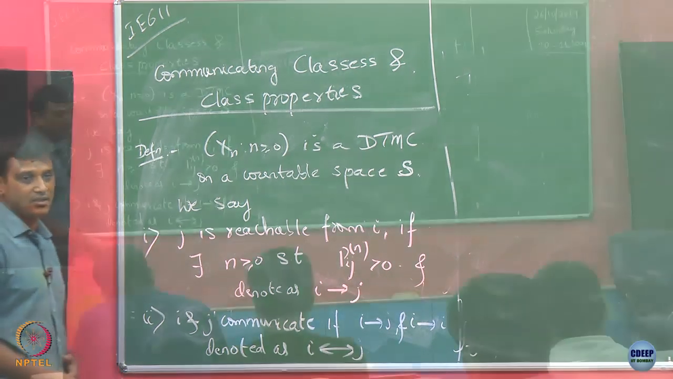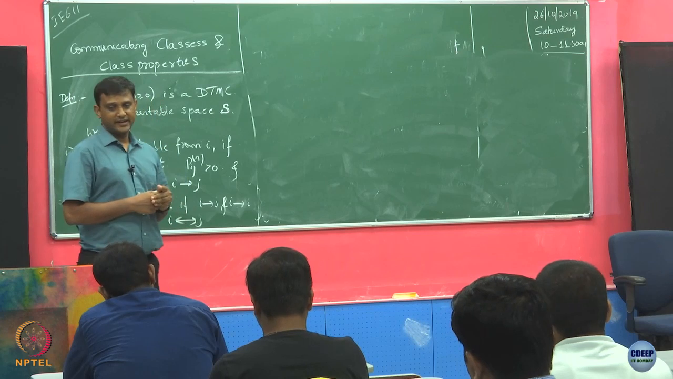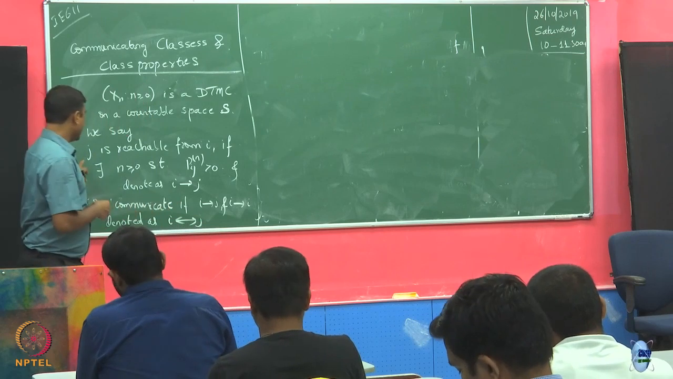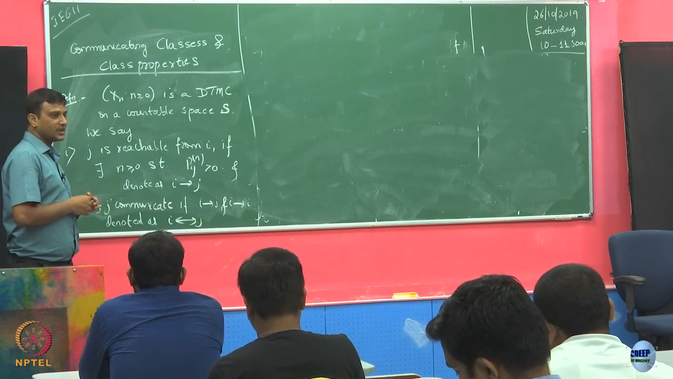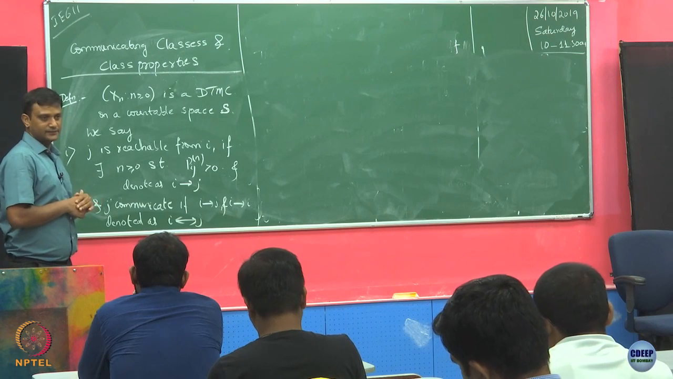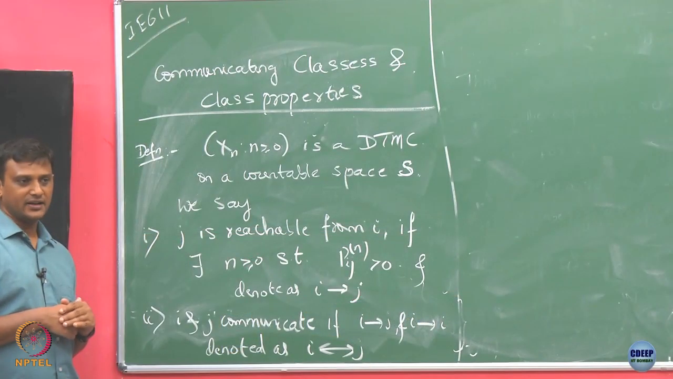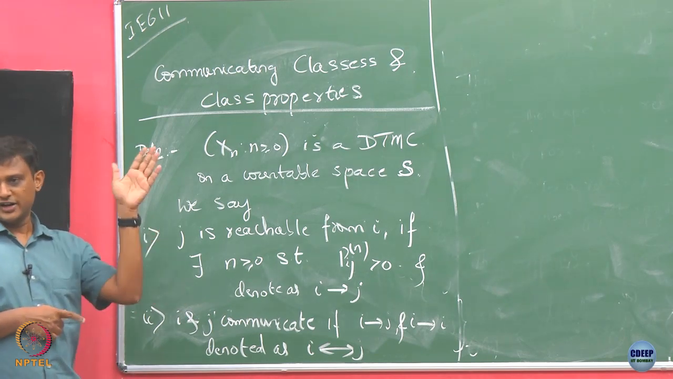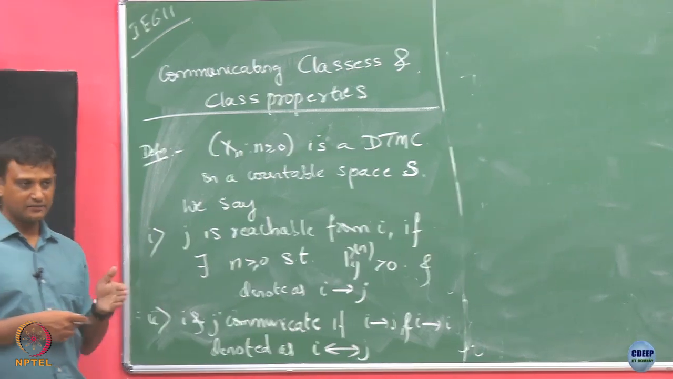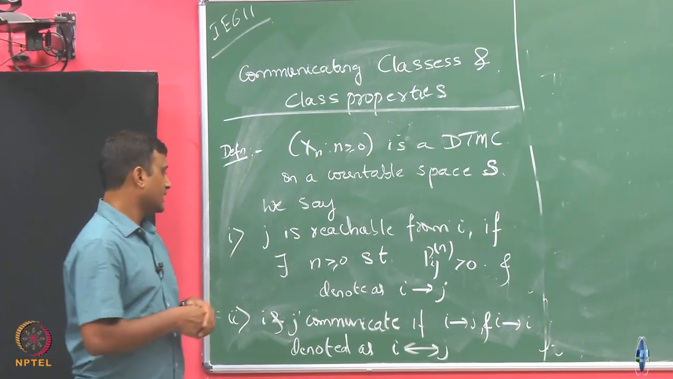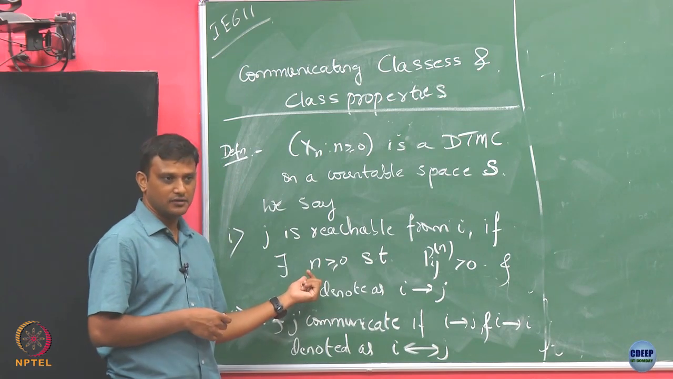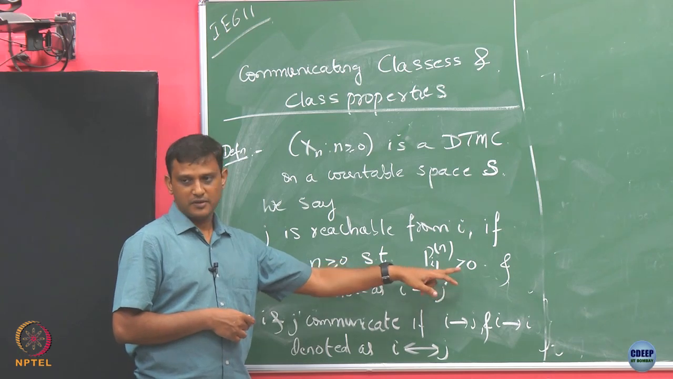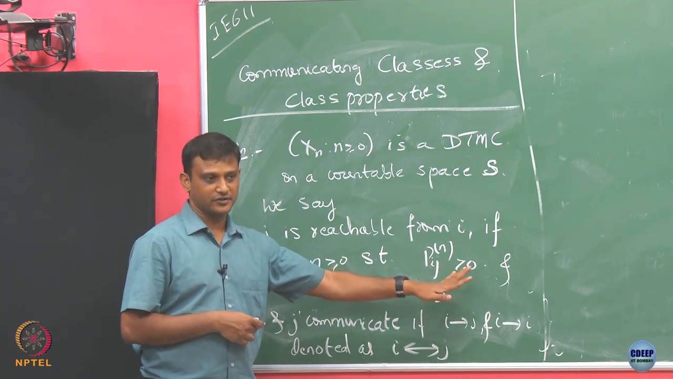So let's take a DTMC with a countable set of states. Now take any state j and take another state I. I'm going to say that j is reachable from I. That means I'm going to hit state j starting from state I if there exists n positive such that the n-step transition probability is strictly positive.